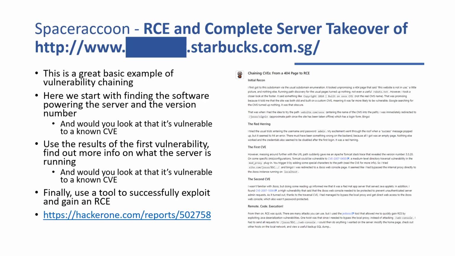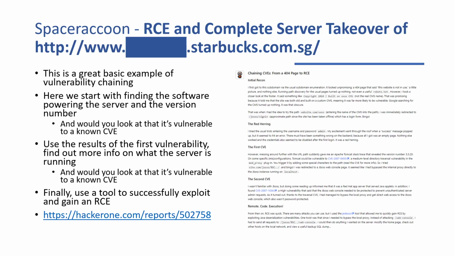So let's look at another thing by Space Raccoon. I've used his reports twice, but he has a really nice style of writing, and I find it very useful to read. So this example is vulnerability chaining. Here we start with finding the software powering the server, and the version number, which is on our 404 page. And when you look at that, the version they're using is vulnerable to a known CVE. So use the results from running that vulnerability to find out more info on what the server is running.